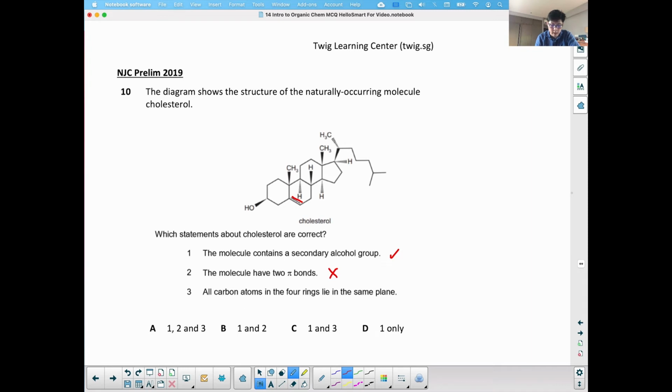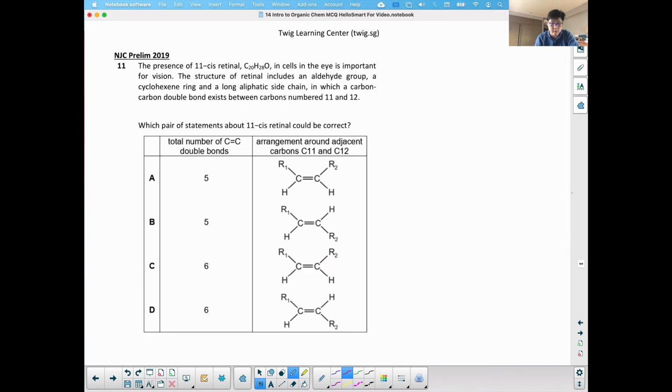All carbon atoms in the 4 rings lie in the same plane. Not possible, because all these carbons are tetrahedral. Okay, so this is definitely wrong. So the answer is D. Only one is correct. Okay, let's look at the next question.